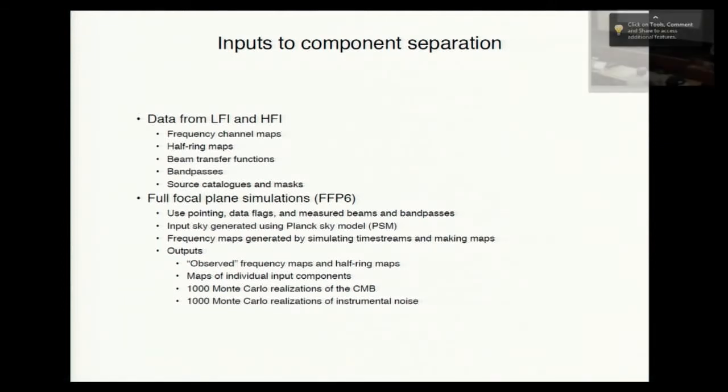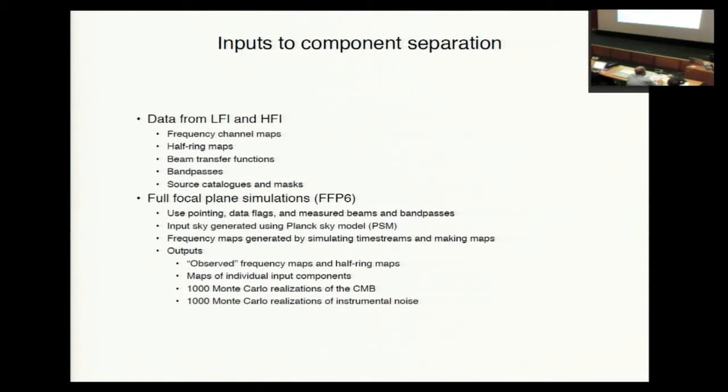So the output from the simulation is a set of observed frequency maps plus the half ring maps and all the subsets of the data that we can generate for the real data. Maps of the individual input components are good for us for validating our component separation. And in addition to that, a set of Monte Carlo realizations of the cosmic microwave background and the instrumental noise.